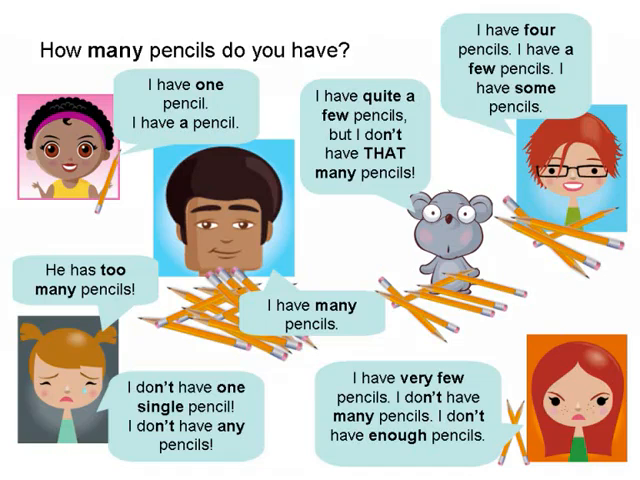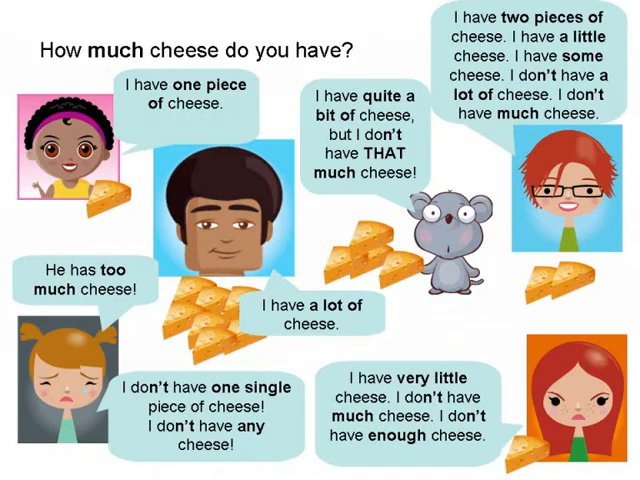I don't have 1 single pencil. I don't have any pencils. I have very few pencils. I don't have many pencils. I don't have enough pens. Now let's look at some sample sentences for uncountable nouns.